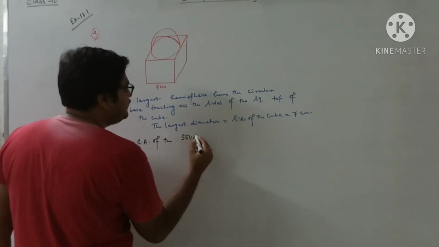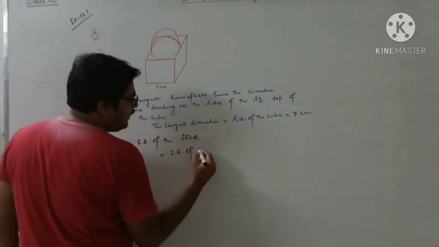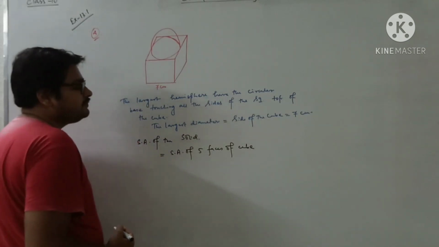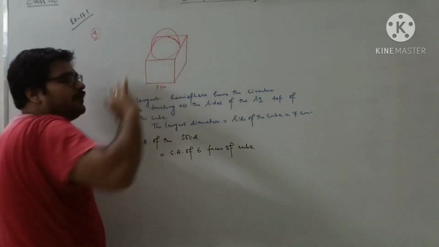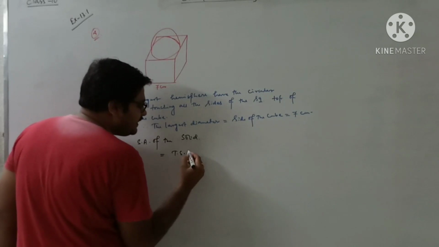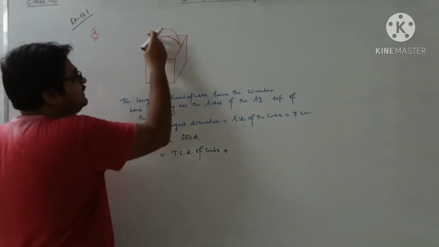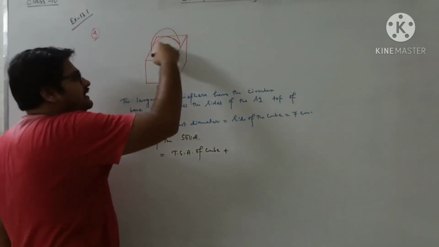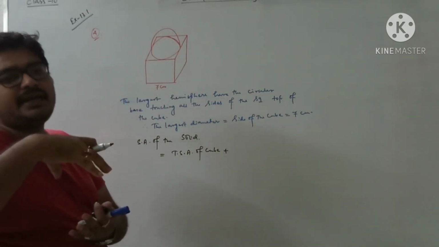Surface area of the solid equals surface area of 5 faces of the cube, or you can write surface area of 6 faces of the cube. Suppose you take 6 faces, that is, the total surface area of the cube. But you are not getting the total this way, because whenever you mount a hemisphere on it, this circular part is completely covered, so you cannot see it from outside. So you cannot find the surface area of that.